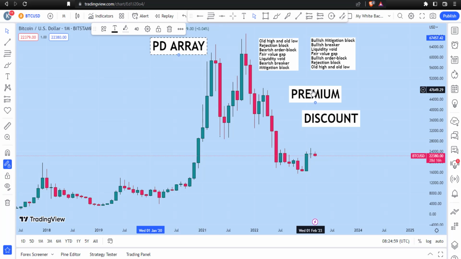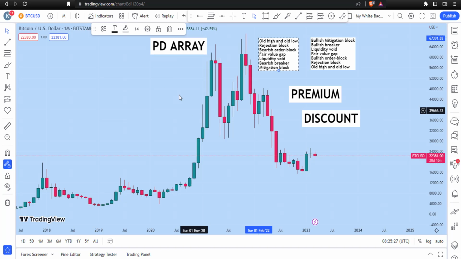P simply means premium, D simply means discount, and then array simply means arrangement of items. So what this basically means is that you're going to learn how to practically arrange your institutional reference point according to order of priority. And then secondly, you're going to learn how to clearly define your institutional order flow. These are the two things that once you get, you'll be able to trade any financial asset.